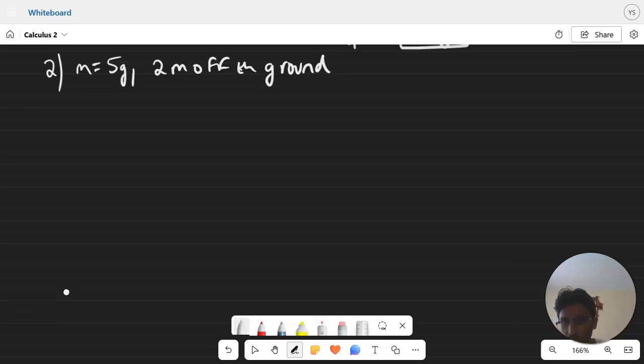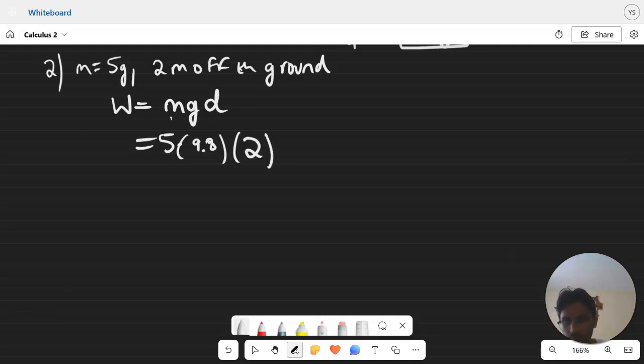Okay, so when we're told to find the work, we could use a formula that we came across. Work equals mgd. So what do we do? We plug it in. 5 for the mass. Remember, the acceleration due to gravity is 9.8 meters per second squared. You don't need the units for now. And the depth is 2.